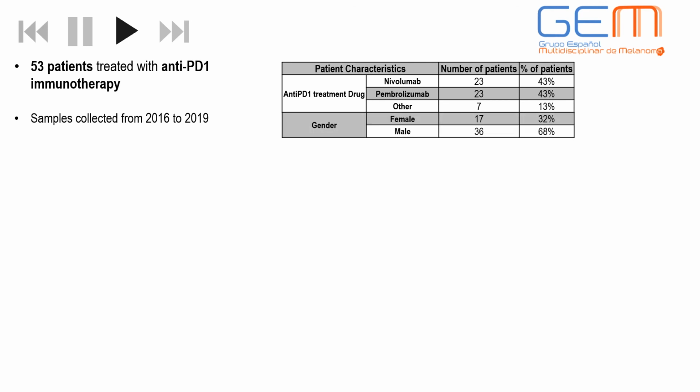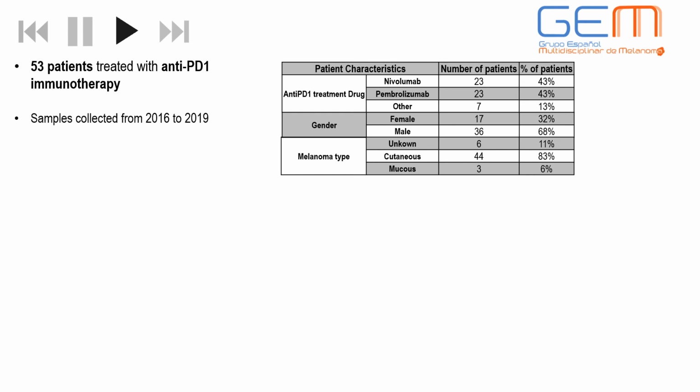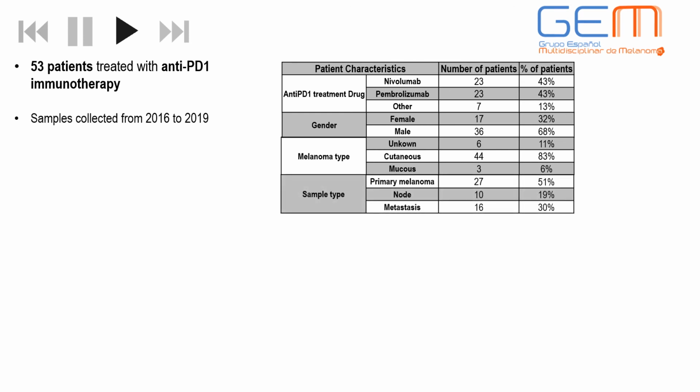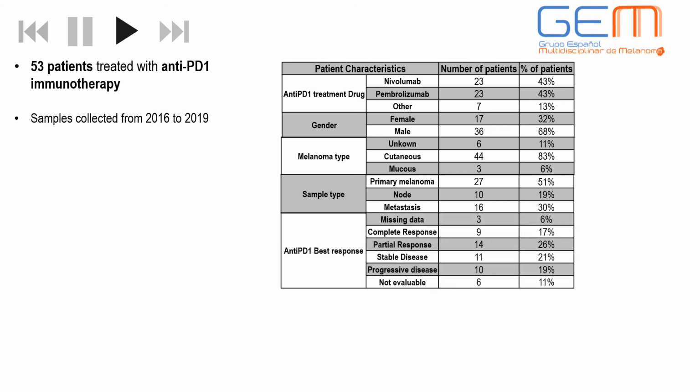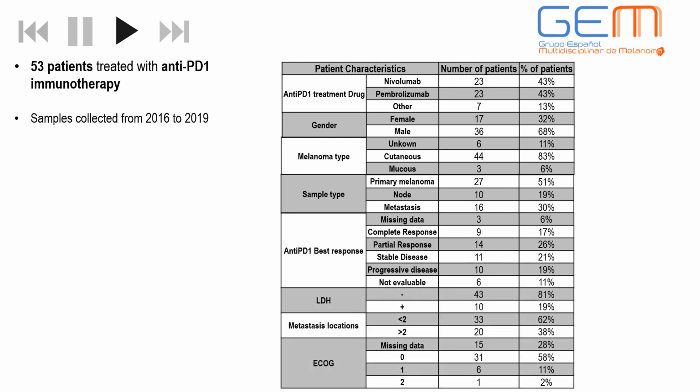68% of the patients were males. 88% of the samples were cutaneous melanoma. 51% were primary melanoma, 19% were nodes, and 30% of the samples were metastases. It is remarkable that 9 patients had complete response after the treatment. And finally, there were also data from LDH, metastasis locations, and ECOG.